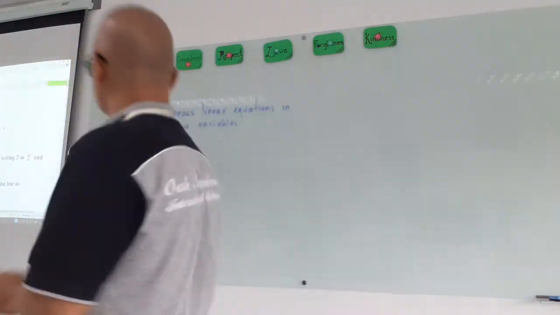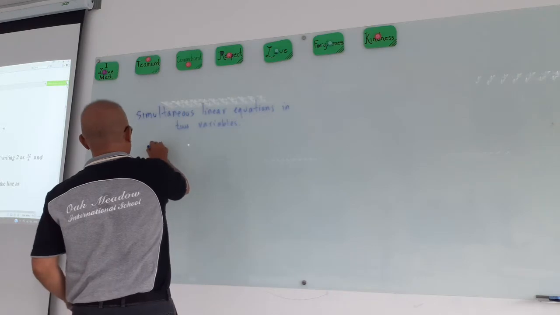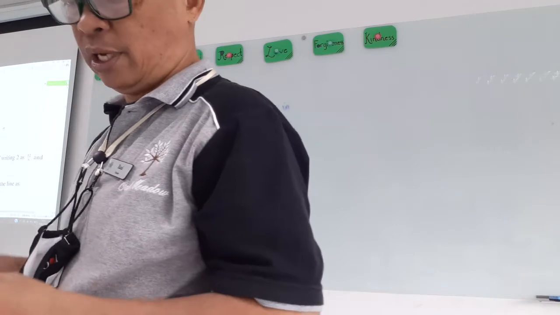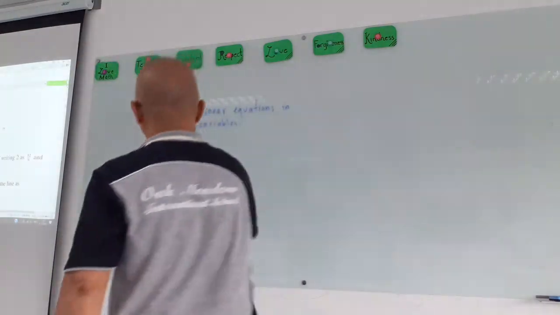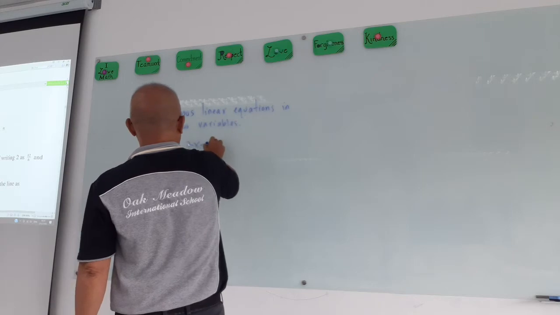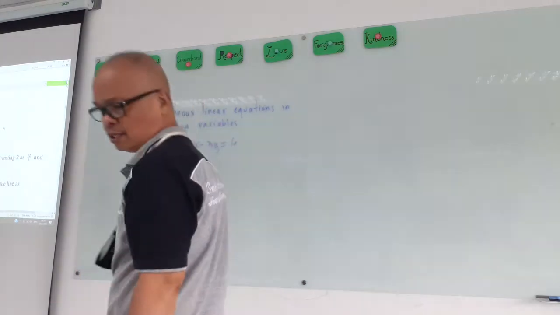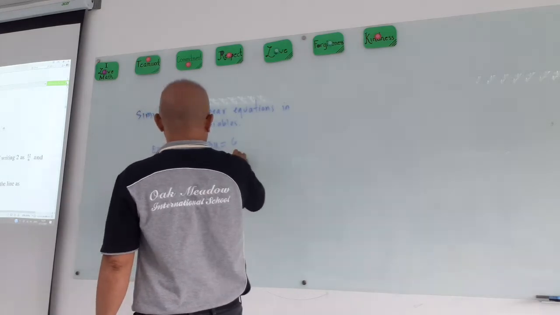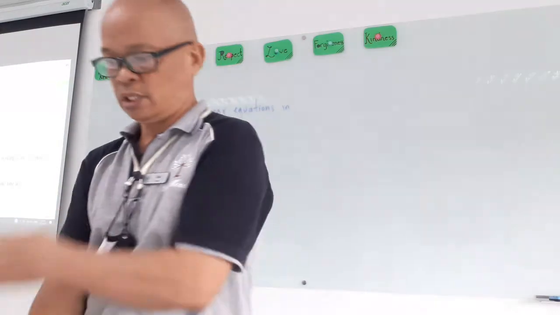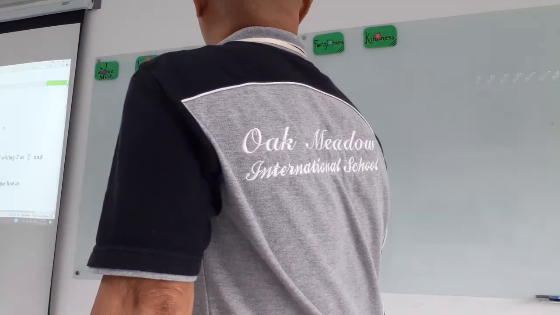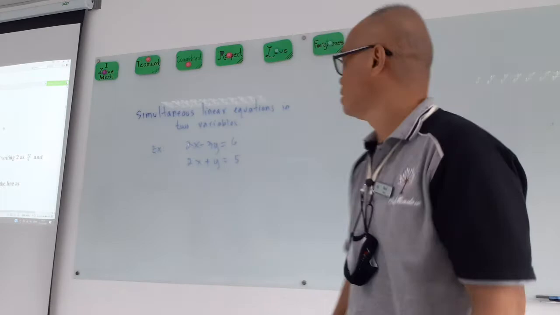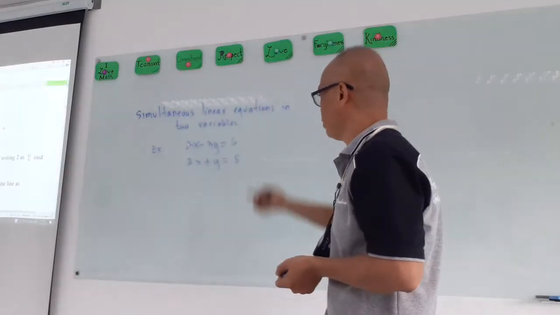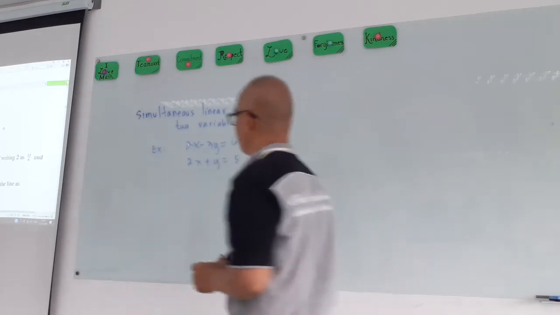Okay. By the way, an example here. You may probably ask, what is that simultaneous linear equations? So we have here, for example, 2x minus 3y is equal to 6, and 2x plus 3y is equal to 5. Okay? So that is one example for linear equations in two variables. Now to solve for x and y, given two equations, we have this method.